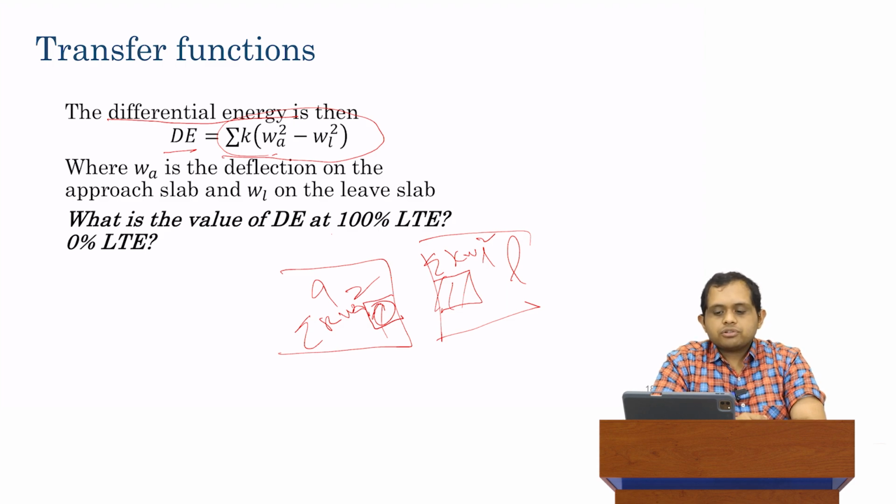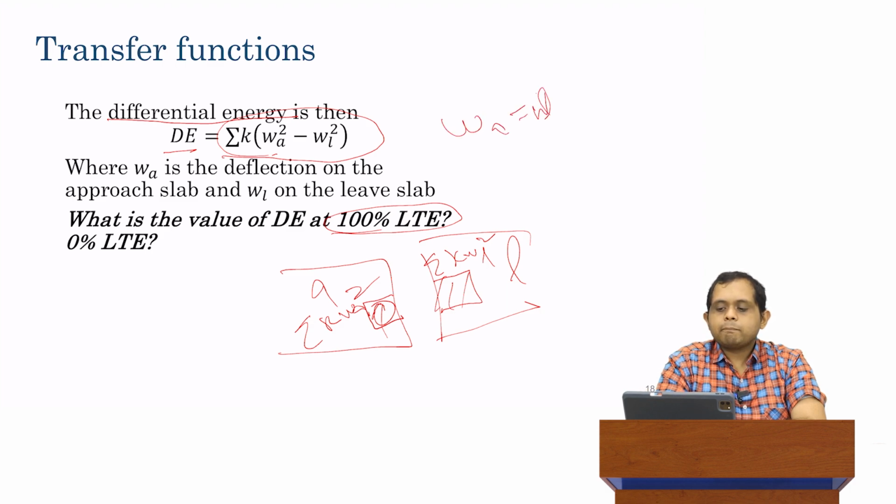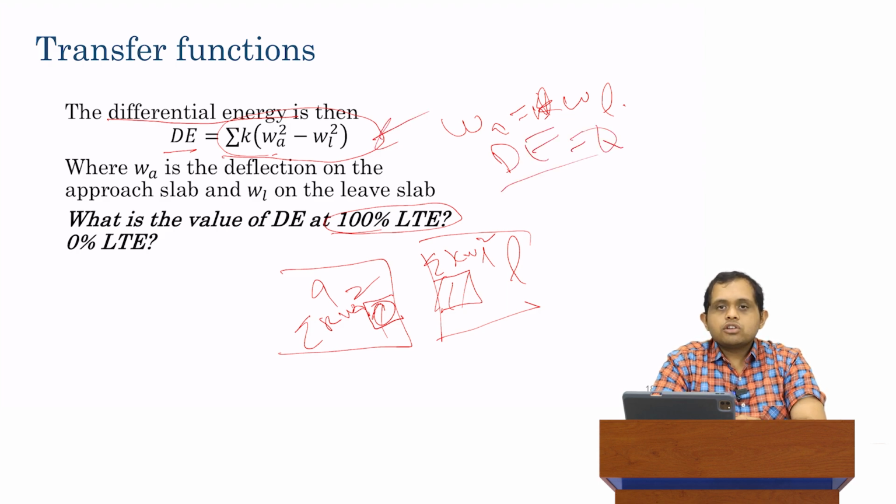Now let's ask our question. What is the value of the differential energy if we have 100% load transfer? Recall, go back to the lecture on load transfer. 100% load transfer means WA is equal to WL. So if I plug into this formula over here, the differential energy is 0. So if I actually have a well-performing pavement with 100% load transfer, which almost never happens, it's an ideal condition, then my differential energy is 0.